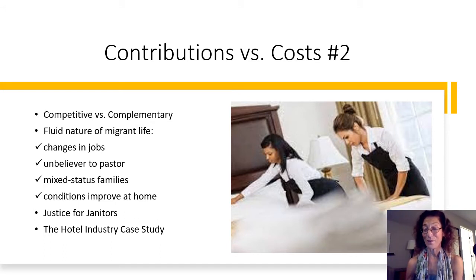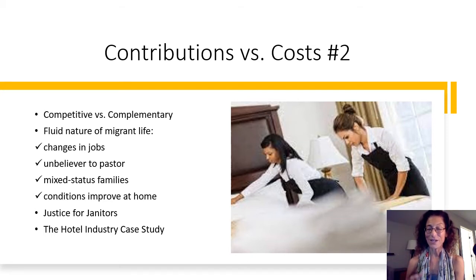And then we also have the phenomenon of people going back to their home countries if conditions improve at home. So in 2018, the net immigration from Mexico to the US was zero, because Mexico was doing very well financially and so many people were going back that the number of people coming and the number going back meant net zero immigration from Mexico.